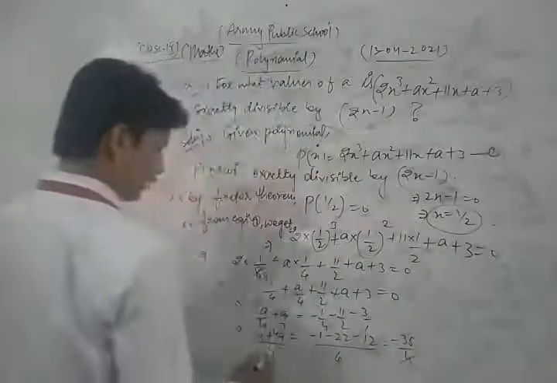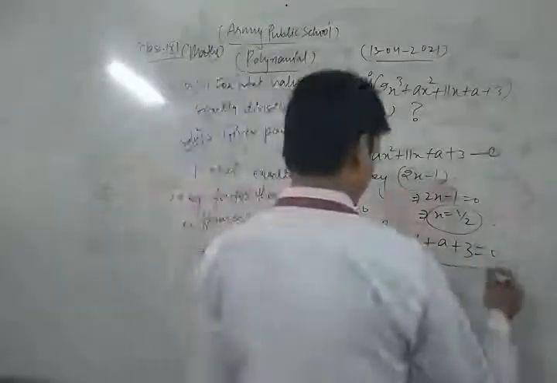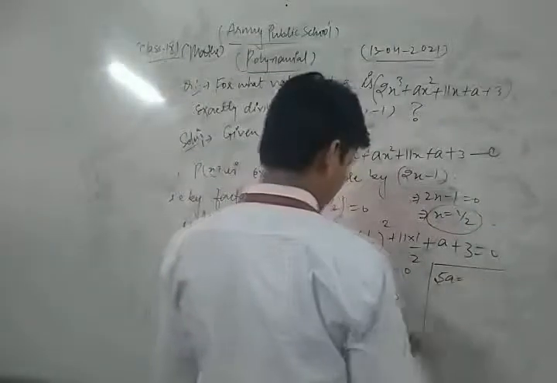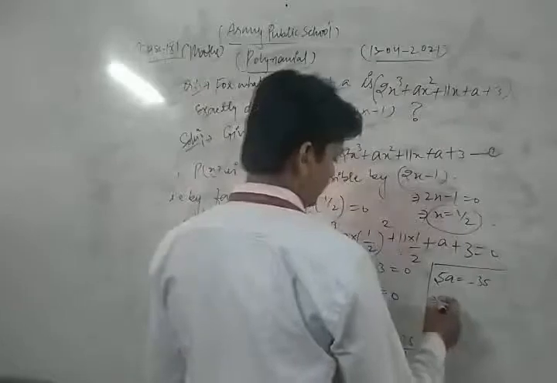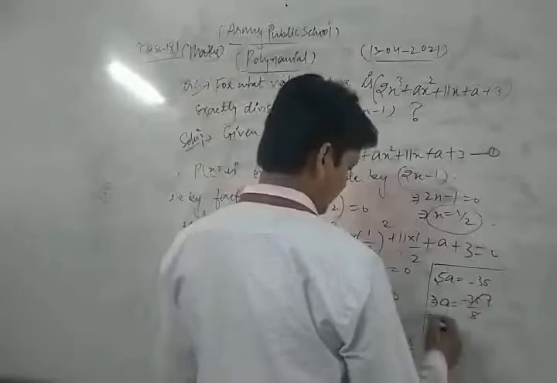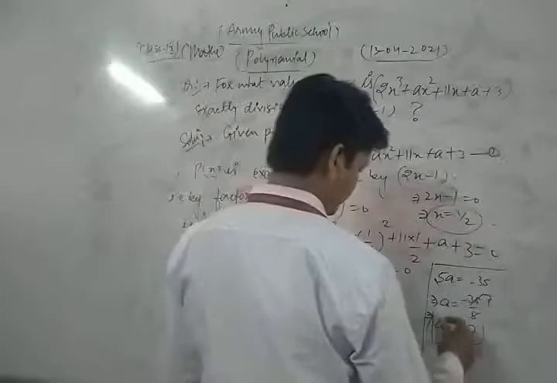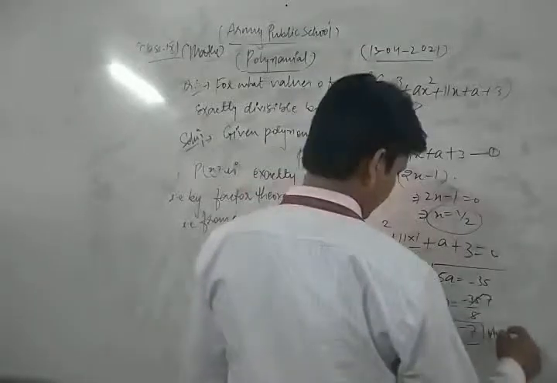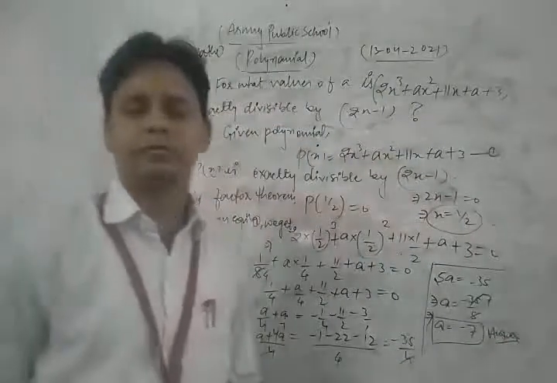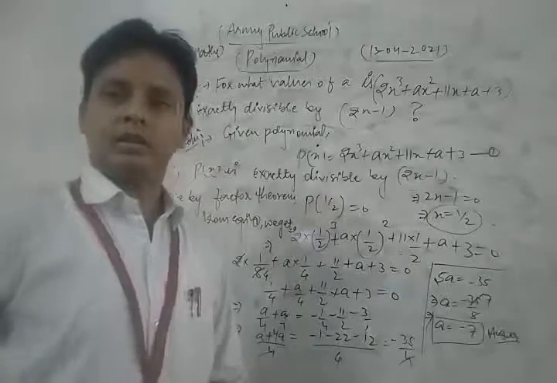Now the 4s cancel each other on both sides. Now we get a plus 4a, meaning 5a, is equal to minus 35. Thus a is equal to minus 35 upon 5, and 5 sevens are 35. Thus the value of a is minus 7. This is the required solution of the given question.